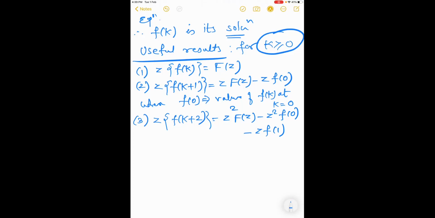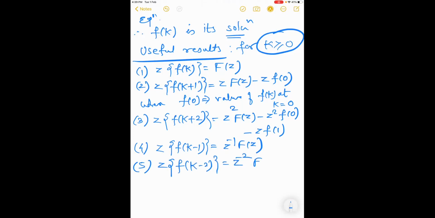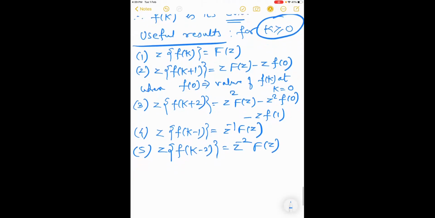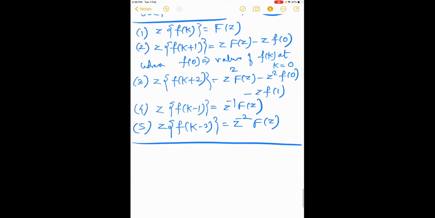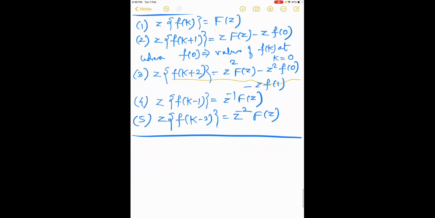And similarly, fourth one, Z transform of f of k minus 1, one preceding step. So k minus 1 gives z raised to minus 1 into F of z. Similarly, Z transform of f of k minus 2 is z raised to minus 2 into F of z, and like that. So using these results and of course the standard sequences, we have to solve the difference equation. I'll just show you how to get the value for this one.